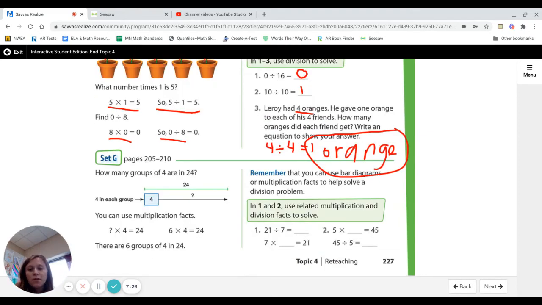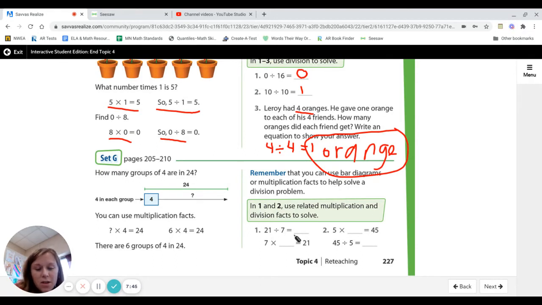Set G, how many groups of 4 are in 24? They used a bar diagram. They're thinking 24, something times 4 equals 24. I know 6 times 4 is 24, so there are 6 groups of 4 in 24. Remember that you can use bar diagrams or multiplication facts to help solve a division problem.